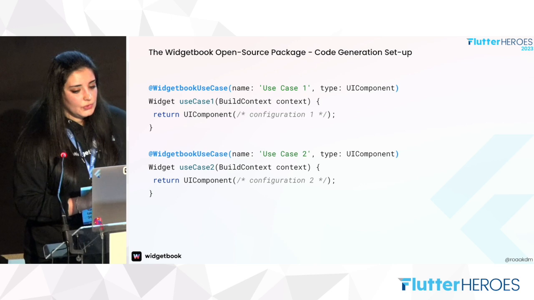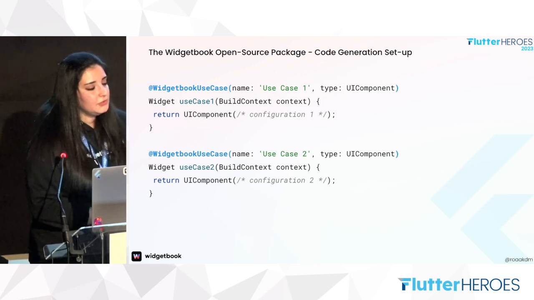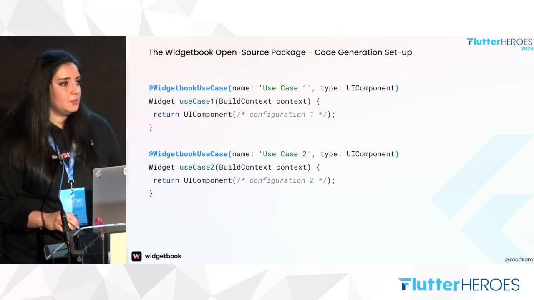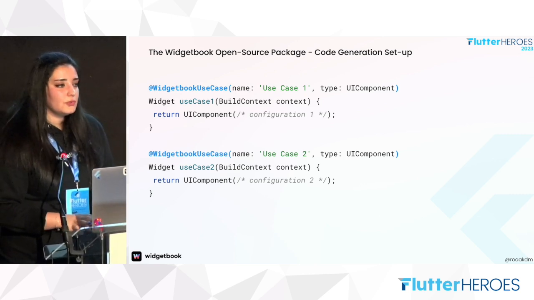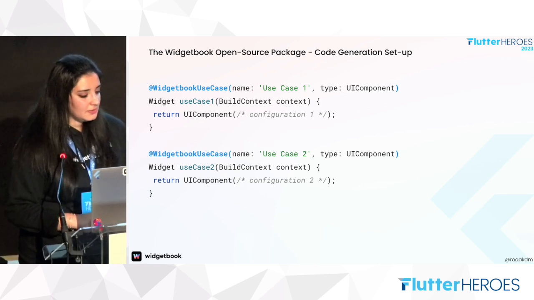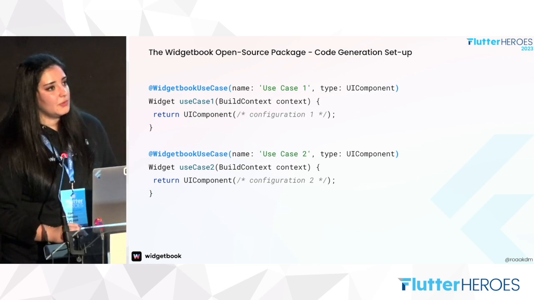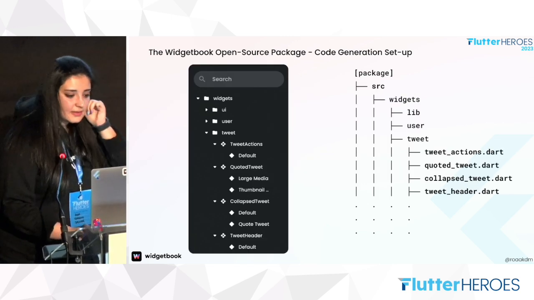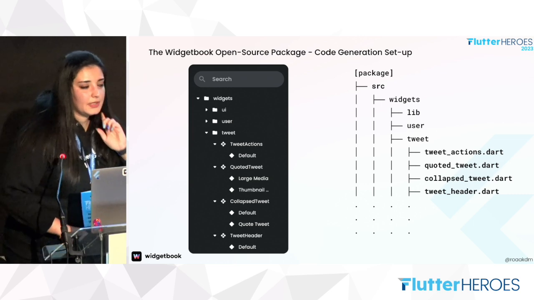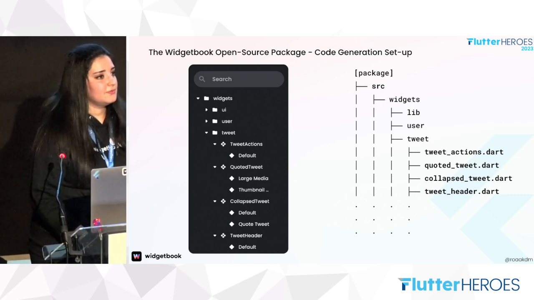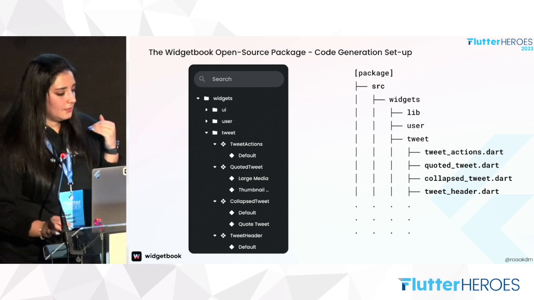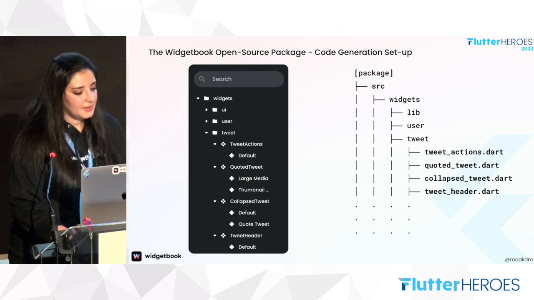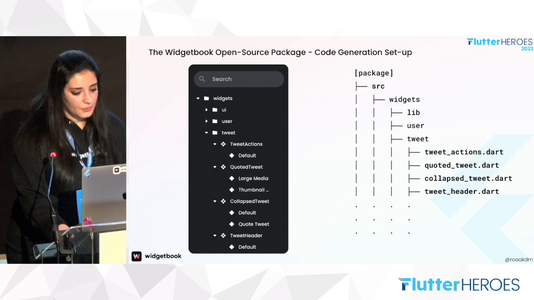If you want to see use cases now, all you need to do is go to where they are, if you're working with a single app, and add the widgetbook use case annotation prior to a callback that returns that widget with the configuration that you wanted, similarly to what we did before. However, this time, we don't need to set up categories and the directories from scratch. When you run the build runner, the folder structure of your app will be reflected directly in your navigation tree of your widget book.